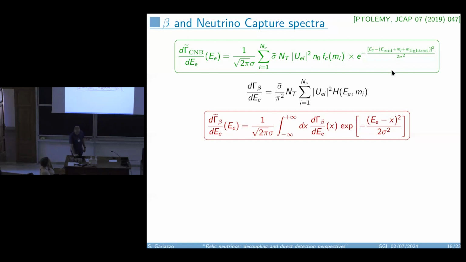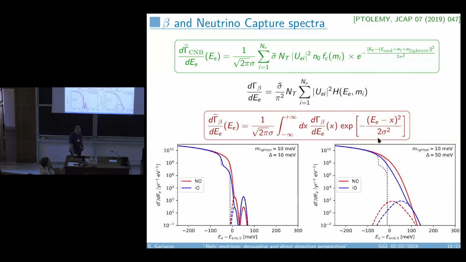And we have similar behavior for the beta decay spectrum. This is a function of the neutrino masses, but we have here the mixing between the electron flavor and the mass eigenstate. So one of the crucial parameters in order to determine if we are able to distinguish the relic neutrinos or not is sigma, which is the energy resolution of the experiment. Here I show two plots for the same lightest neutrino mass, 10 millielectron volts, and two different energy resolutions: 10 millielectron volts versus 50 millielectron volts.